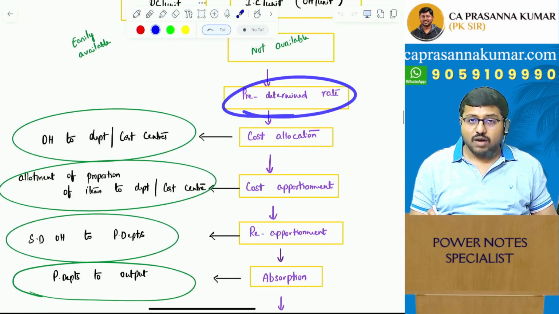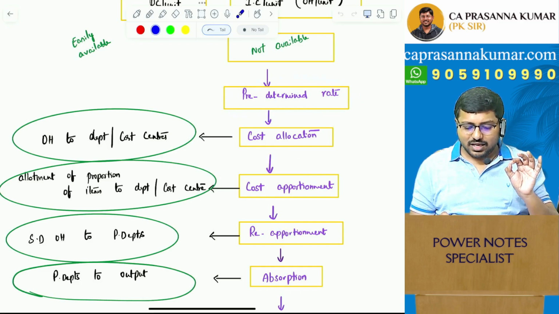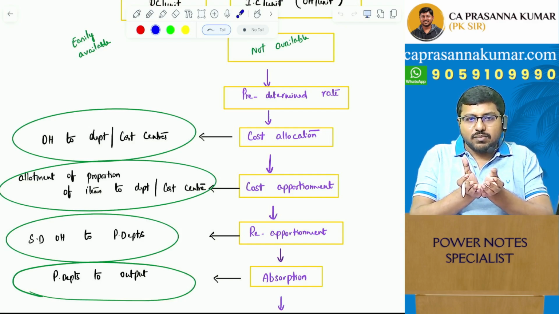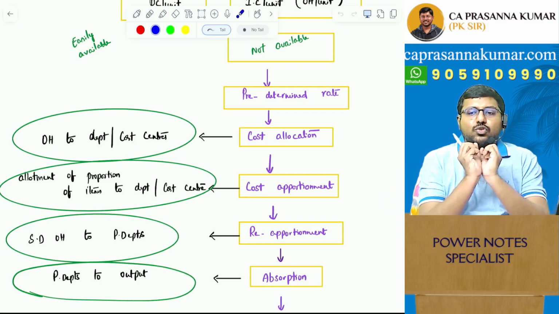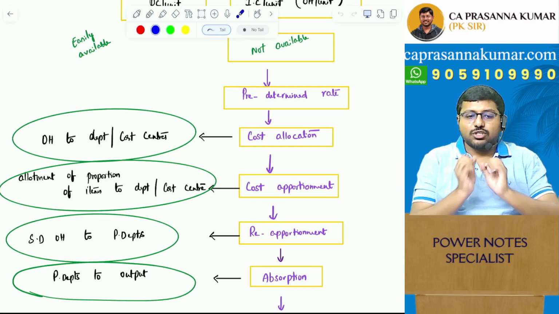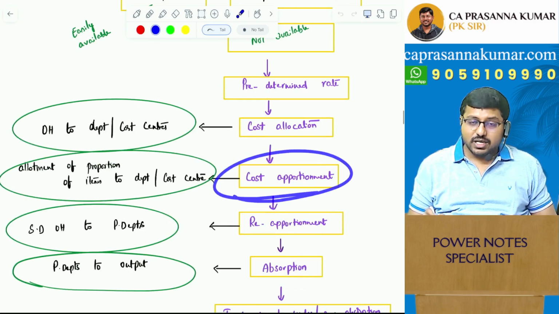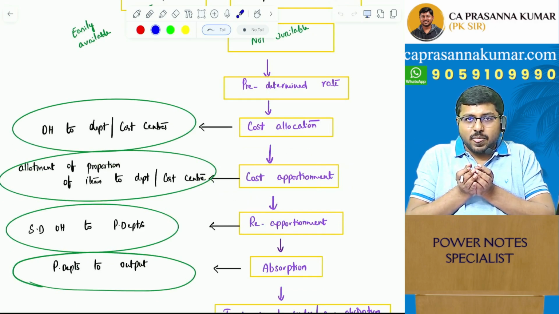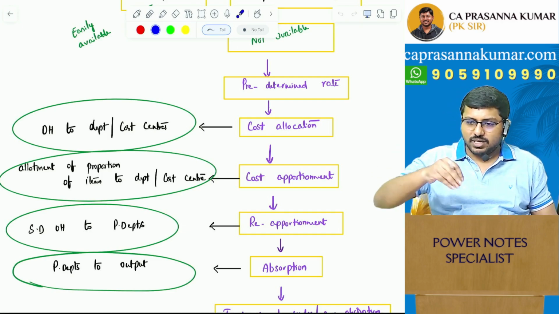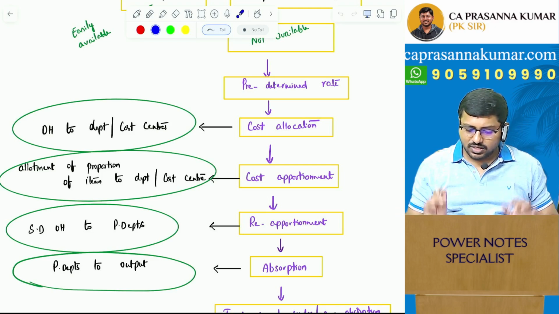Then what I'll do, after calculating the predetermined rate, I will do cost allocation. Now, allocation means, say for example, there is an indirect wages of a particular department. Take the entire cost and throw it in one single department. That we call allocation. Whereas apportionment means you take a particular cost and then divide and distribute it to all the departments. One department, second, third, fourth. This we call apportionment. Clear? Difference is clear? Okay.